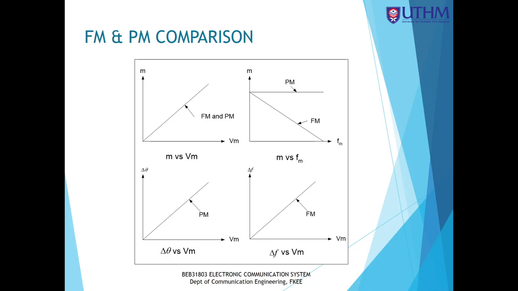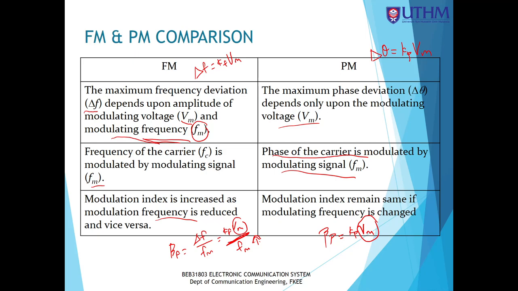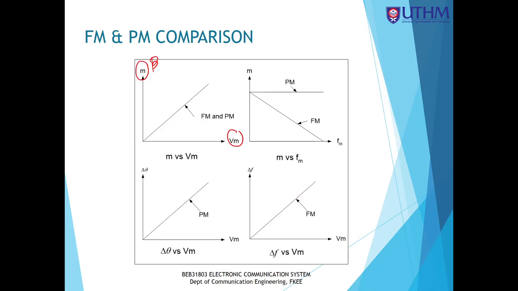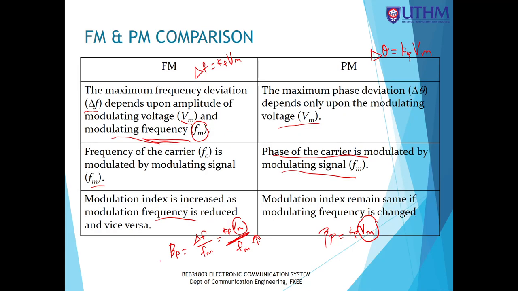So this explanation is represented in terms of graph. If you see here, M here is the beta, the value of beta. So the value of beta is proportional to the value of input voltage, as I mentioned previously. So both beta P and beta F are proportional to the input voltage. The higher the input voltage, the higher would be the modulation index. And then if you see again beta, modulation index versus input frequency, what happened? You see that in FM, the higher the input frequency, the lower would be the modulation index. Ini macam tadi dalam equation ini, these equations.